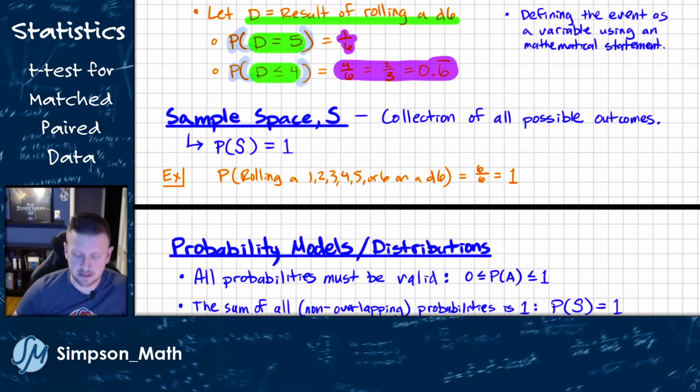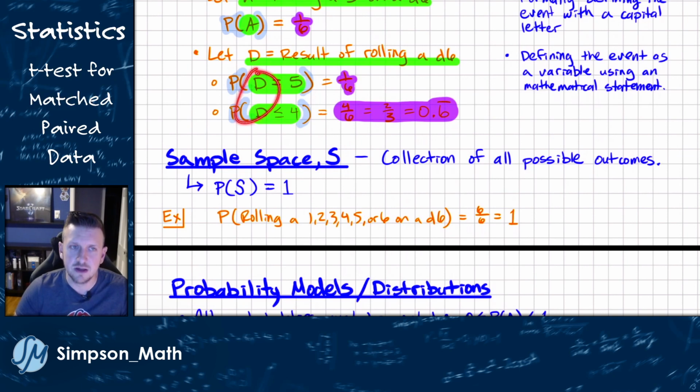So the sample space, which we often just shorthand as a capital S, is a collection of all possible outcomes. So you know how I said you can pick your letters. Maybe don't pick capital S because we do reserve it for sample space, but as long as you define it, then it should be fine.